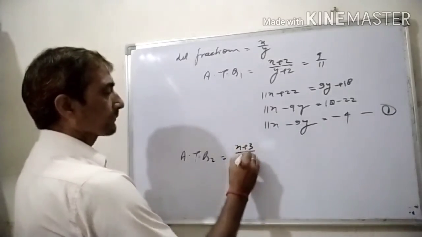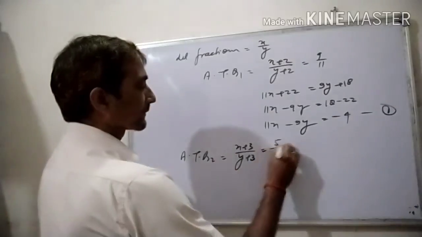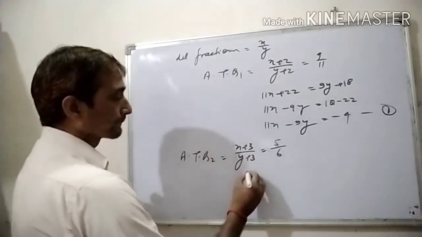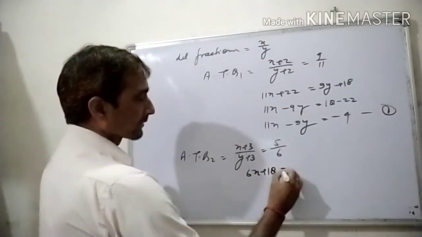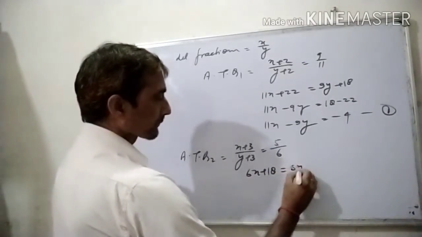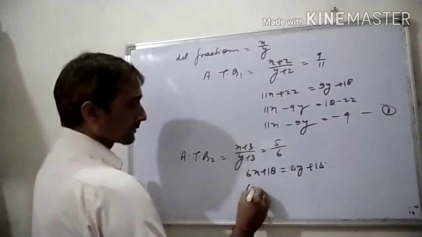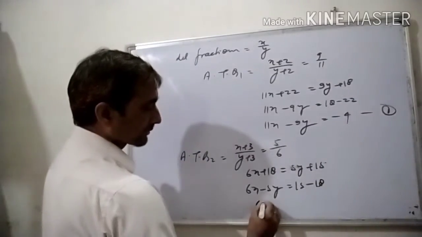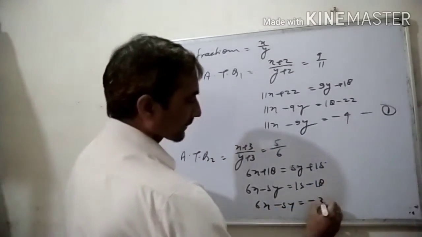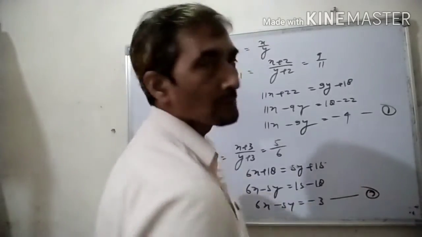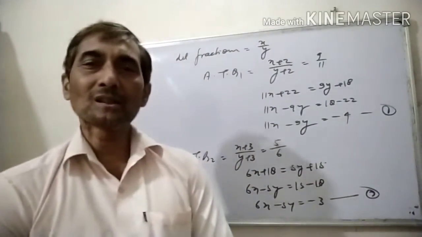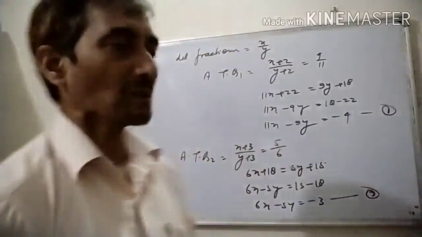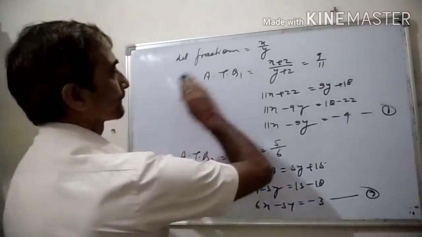X plus 3 upon y plus 3 equal to 5 by 6. Again by cross multiply, 6x plus 18 equal to 5y plus 15. 6x minus 5y equal to 15 minus 18. Now 6x minus 5y equal to minus 3. Second equation. Equations are generated and now solve them by substitution method.